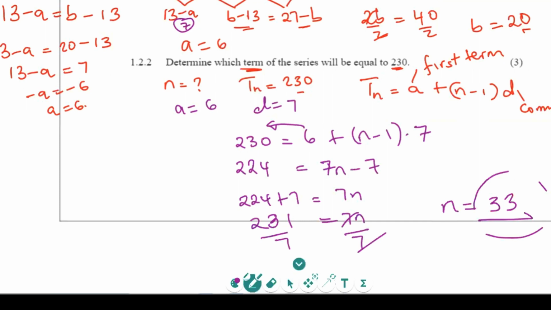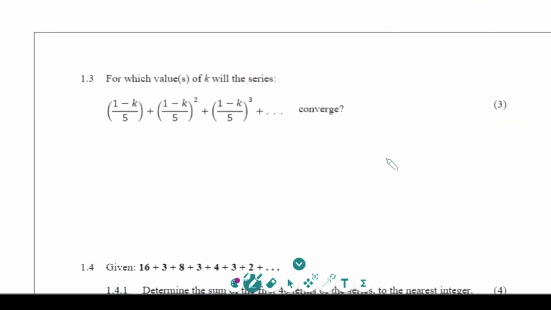All right. So that is 1.2. And then next, 1.3. They're asking us for which values of k will this series converge.